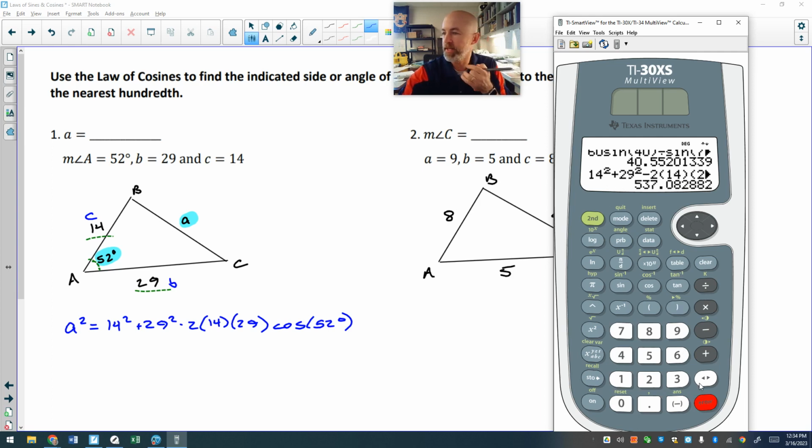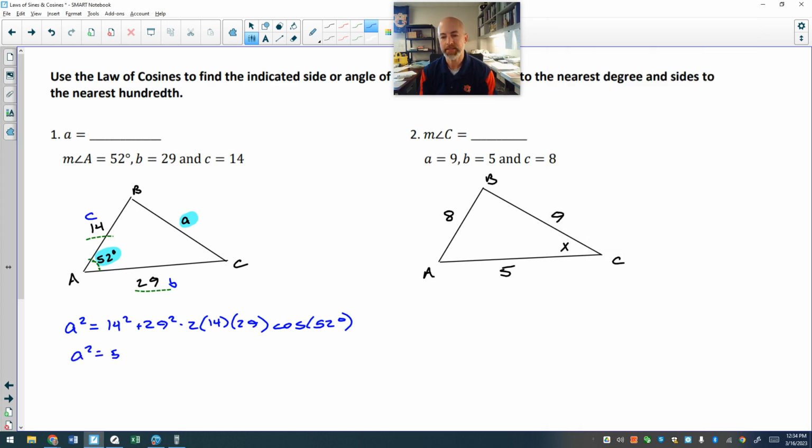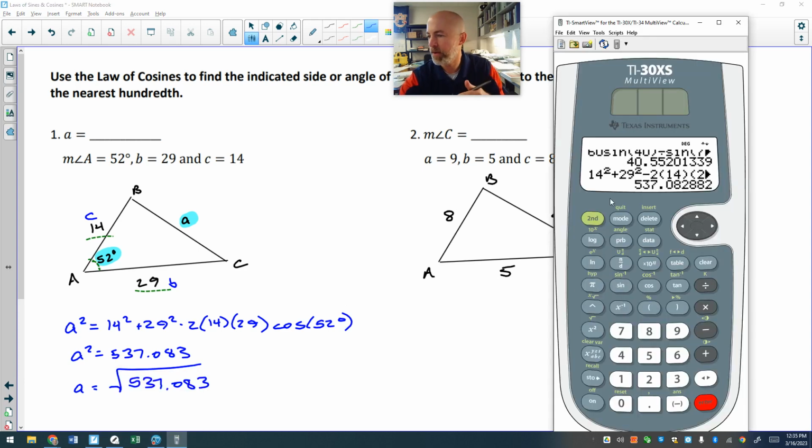So I'm going to hit enter, and I got 537.083. But remember, that is a squared, 537.083. And to finish solving for a, we will simply square root that, 537.083. And back to my calculator, I will do the square root.